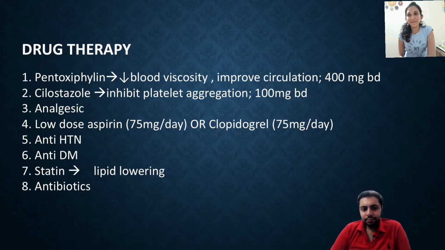So why? It's basically to prevent further thrombus formation, or further any formation, we have to give aspirin or clopidogrel. Then antihypertensive, anti-diabetes as per the comorbidities. Statins also we have to give to decrease the lipid level in the blood. Antibiotic if required, if the patient has gangrene or any superadded infection, then only antibiotic has to be given.